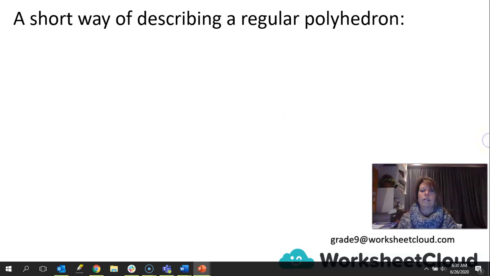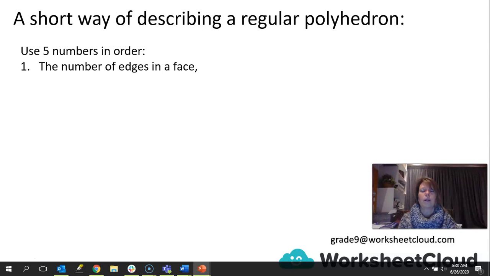Okay, right. Now there is a short way of describing a regular polyhedron. We don't often see this, but this is just something interesting to know. Okay, so we use 5 numbers in order to do this. The first one is the number of edges in a face, and we'll go over this just now, but look at one face and determine the number of edges in that face. And remember, it's a regular polyhedron, which means that all the faces are going to be exactly the same.